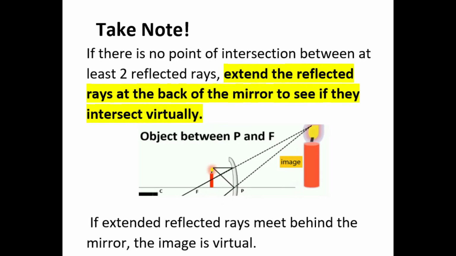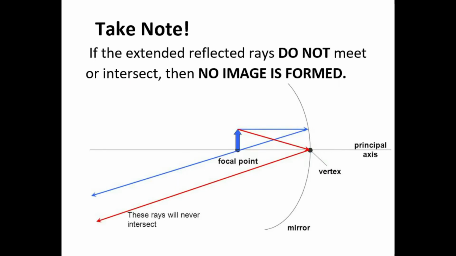If there is no point of intersection between at least 2 reflected rays, we can extend the reflected rays at the back of the mirror to see if they intersect virtually. If extended reflected rays meet behind the mirror, the image is virtual. If the extended reflected rays do not meet or intersect, then no image is formed.